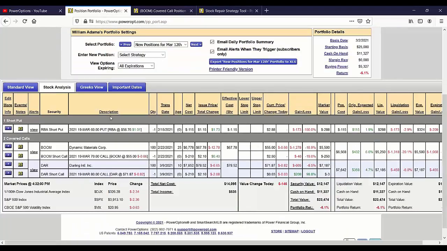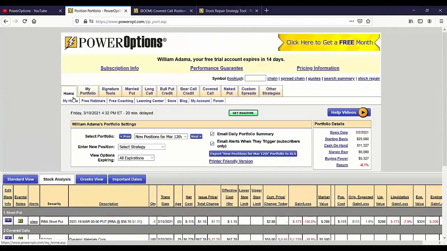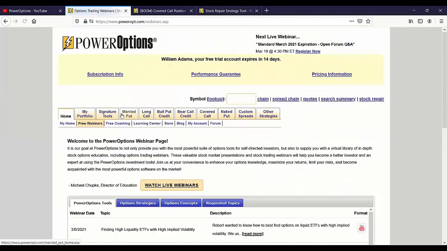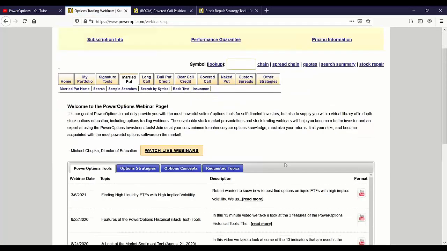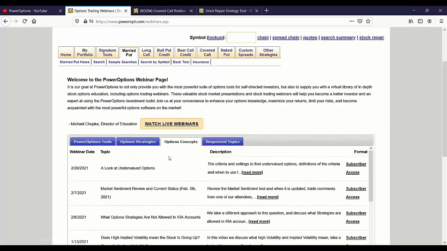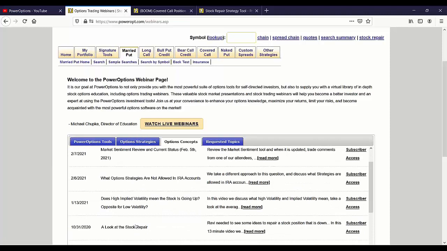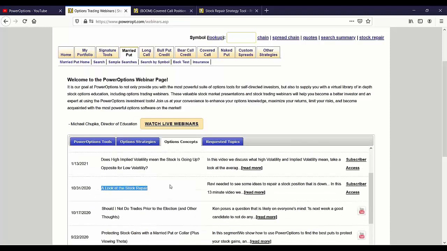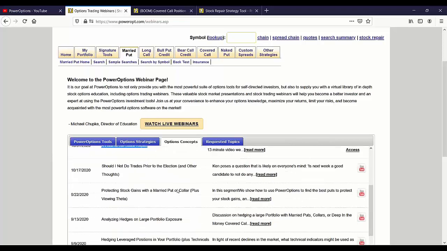Now, for more information over the weekend, Oleg, if you have the time, remember you can always go to our webinars page, powerop.com/webinars.asp. The public page, under the options concepts, a few of these, the most recent one are only subscriber access. There's a look at a stock repair. It's a recent one, only 13 minutes long.